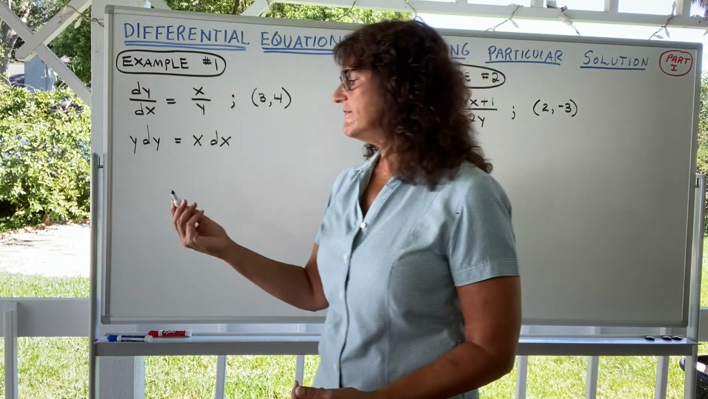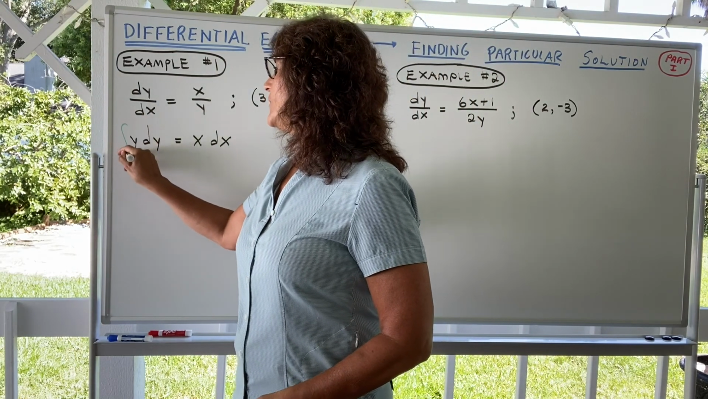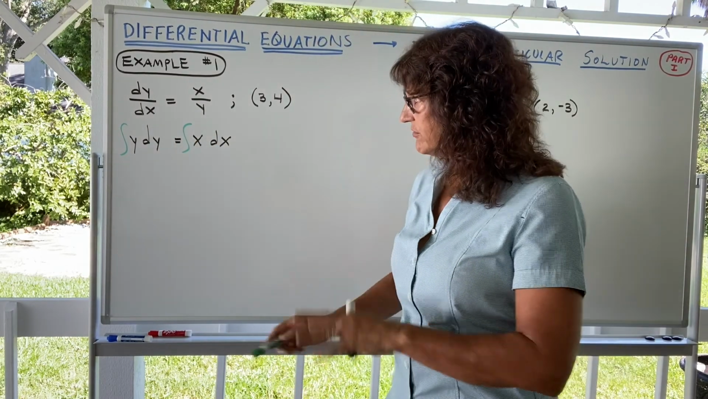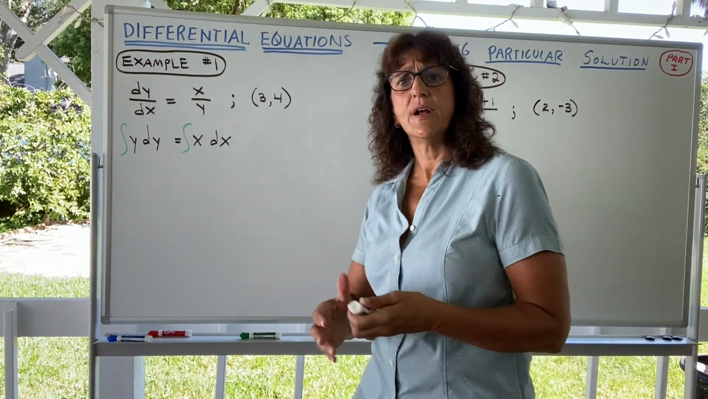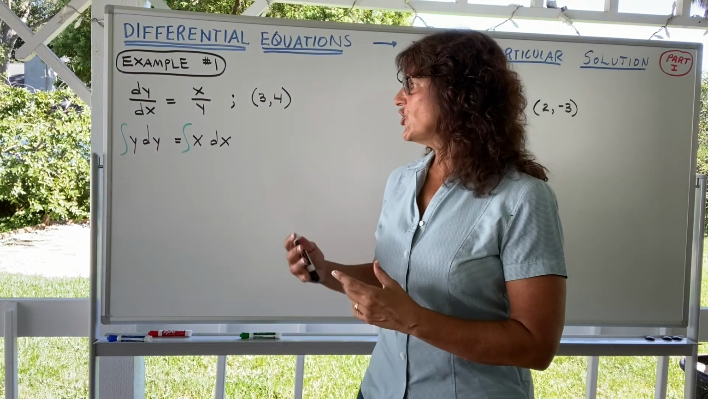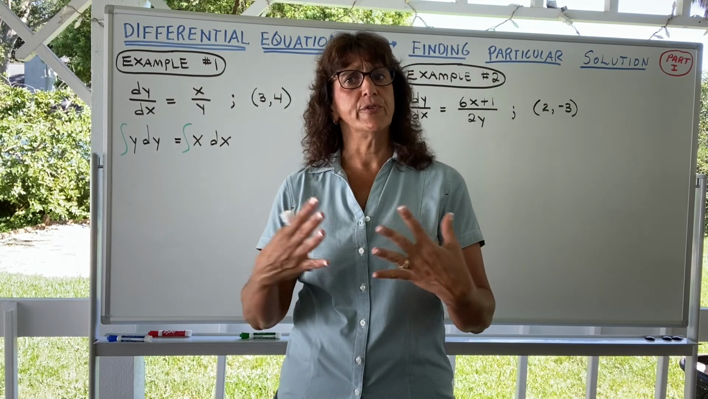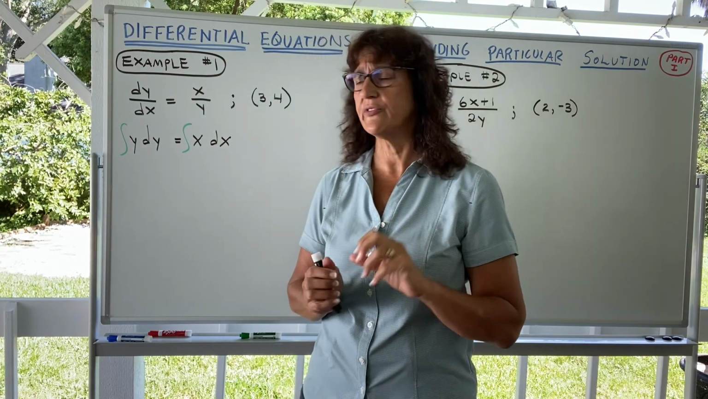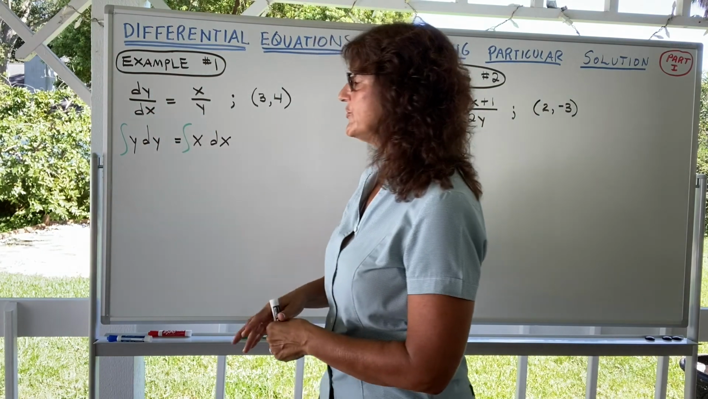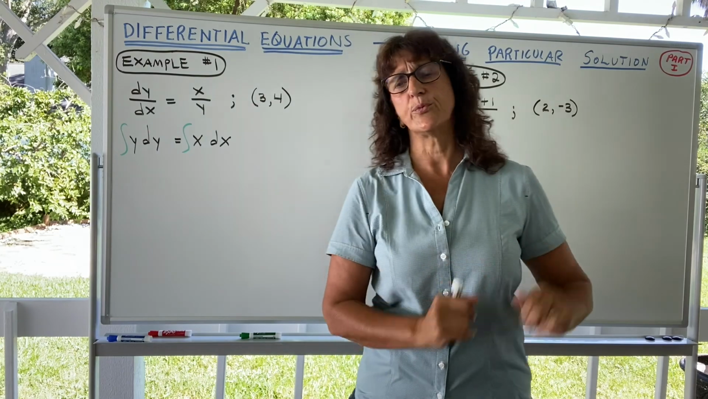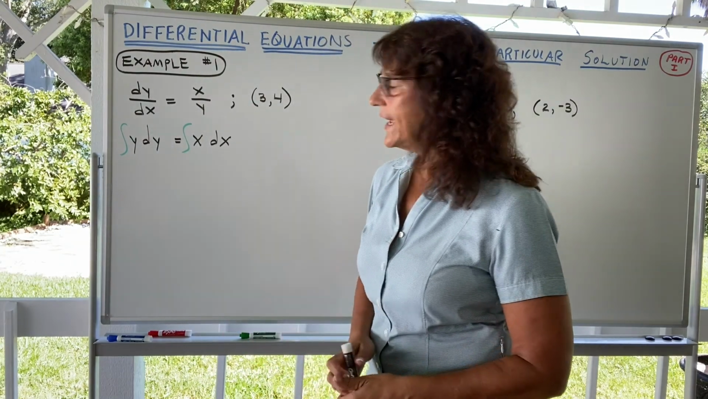Once you separate the variables, you're going to want to integrate both sides. In differential equations, you have two integration problems in one problem. But we first have to separate the variables. We cannot set up a single integral with 2 variables. So you put the y's and dy's on the left, everything else on the right, and then we integrate.